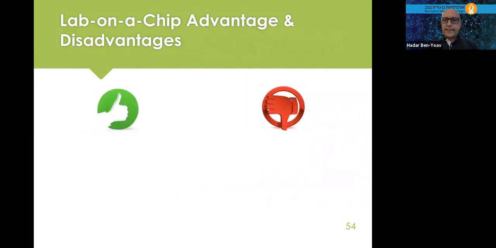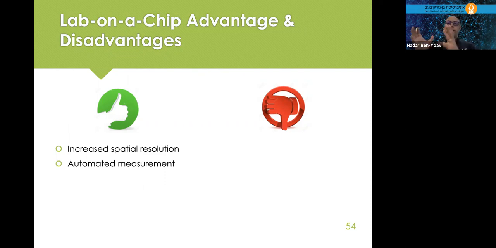So let's summarize some advantages and disadvantages of these lab-on-a-chip microsystems, how we can do multiple functionalities on a chip. Advantages: they have a higher spatial resolution. We can do a lot of functionalities in a very small area. We do it automatically. We don't need a person to go and move the sample in the lab and do the analysis. Everything is done automatically.